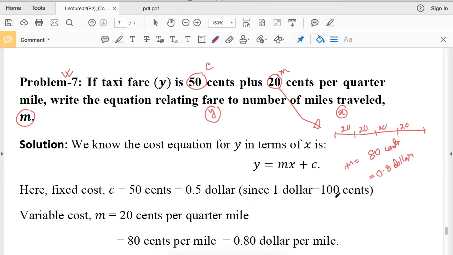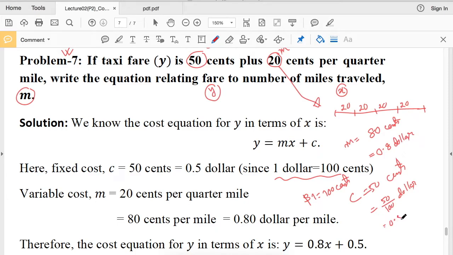$0.8, because $1 is equal to 100 cents. So you need to divide 80 cents by 100, that will be $0.8. And again c is equal to 50 cents. If you convert 50 cents into dollars, it will be 50 by 100, which will be $0.5.